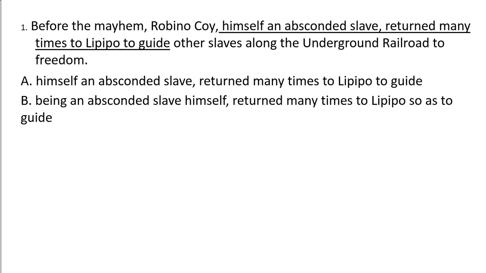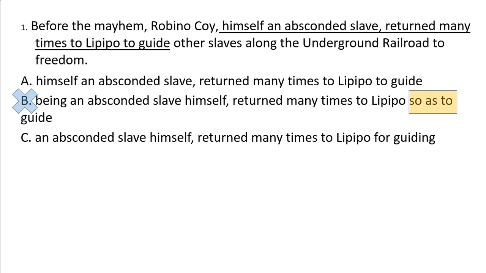B, being an absconded slave himself, returned many times to Lipipo so as to guide. Remember the error that's called so as to. Whenever we use so as to, automatically it's incorrect grammar, because the correct idiom is so adjective as to verb. So beautiful as to follow, as to love, as to worship, whatever words can be used. So whenever you look at so as to in sentence correction, eliminate it without thinking. Why? Because it is wrong. So we can eliminate B.